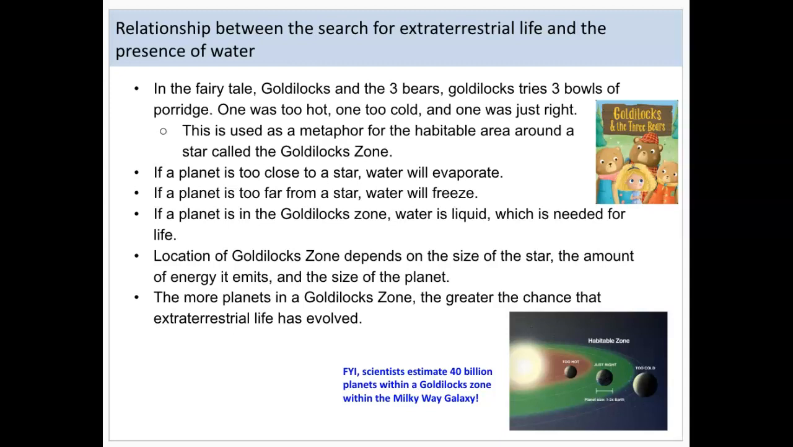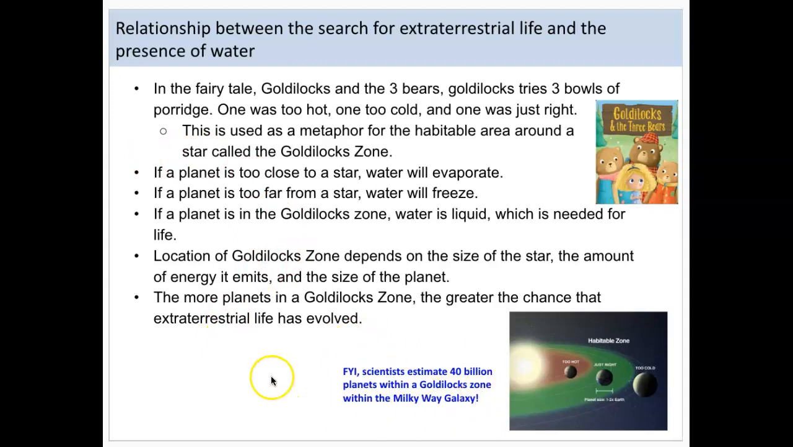This means that Earth is in the Goldilocks zone around the sun. The location of the Goldilocks zone depends on the size of the actual star. That's going to also determine how hot it's burning and how much energy it's able to actually emit, but also the size of the planet. The more planets that are present in a Goldilocks zone, the greater the chance that extraterrestrial life has evolved. So again, scientists are always looking for planets that are similar to Earth.